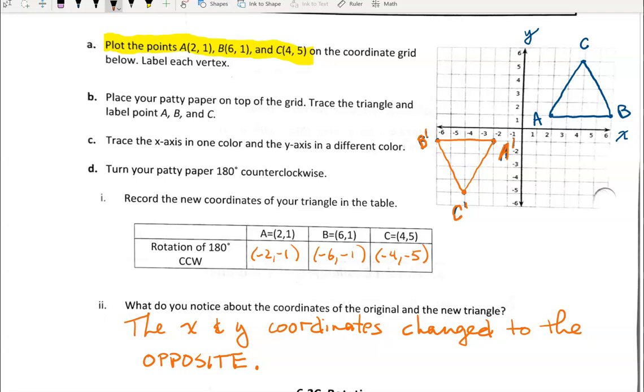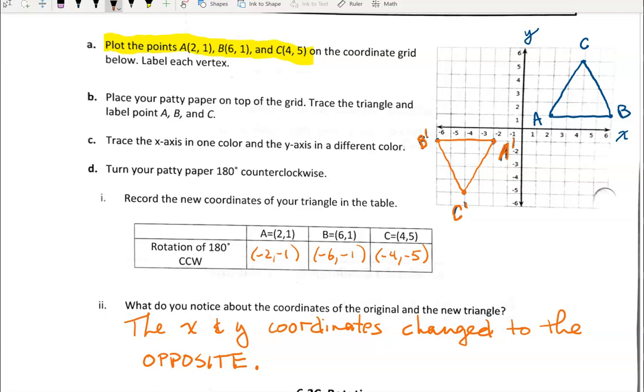So then what do you notice about the coordinates of the original and the new triangle? Well, the x and y coordinates change to the opposite. So if you said they changed to negatives, that would be okay, but I've mentioned this several times before. I like to use the word opposite because if any of the original coordinates were negative, now they would be positive. They would be the opposite. So since all the original coordinates were positive, all the new coordinates for the child triangle, the image, are negative. Okay, so let's get in the habit of using that word opposite as well.